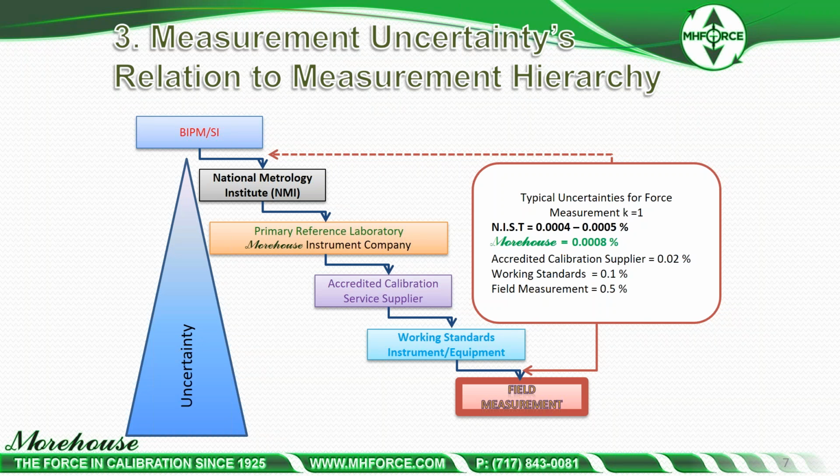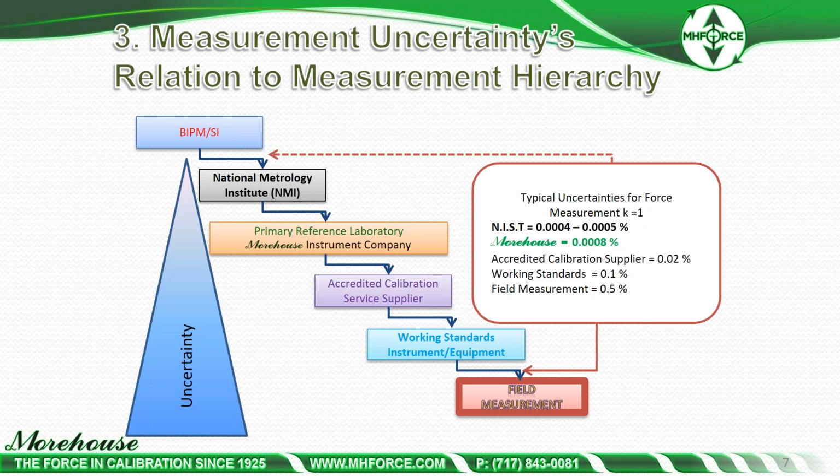And then there are primary reference laboratories. There are those labs that have capabilities sometimes better than their NMIs, and in some cases not as good as the NMIs. For primary reference laboratories, the typical uncertainties for force are over at the right. NIST is the best. They're the best in the world. They're the only ones with a 1,000,000-pound dead weight frame. They just took it apart and rebuilt it, and they can realize uncertainties of 4 to 5 parts per million.